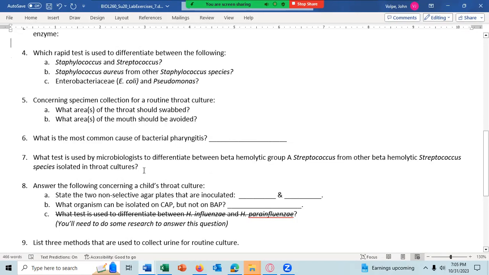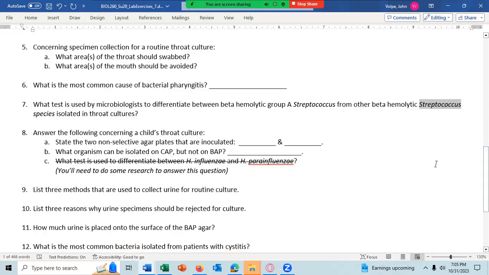In the lab, we mentioned catalase. However, we're saying it's streptococcus from other streptococcus. So this already we know is catalase negative. So catalase is not the correct answer. 8A, answer the following concerning a child's throat culture. A, state 2 non-selective agar plates that are inoculated. And B, what organism can be isolated on CAP but not on BAP? 8C, you do not need to answer. That's why it's crossed out.